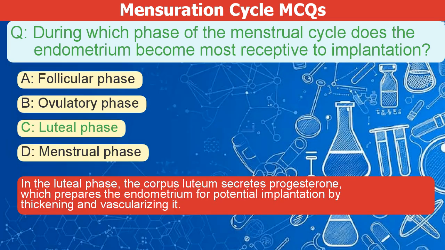The correct answer is C. In the luteal phase, the corpus luteum secretes progesterone, which prepares the endometrium for potential implantation by thickening and vascularizing it.